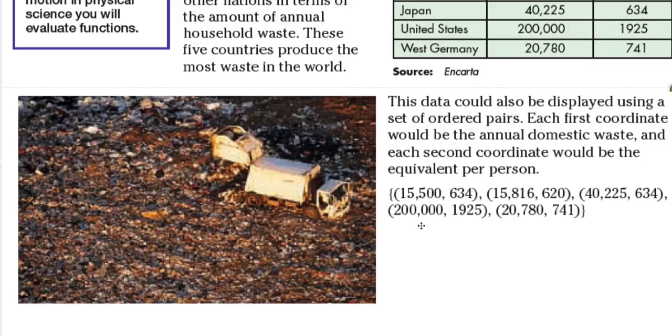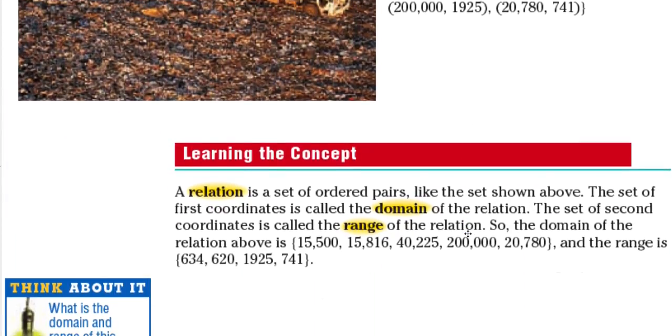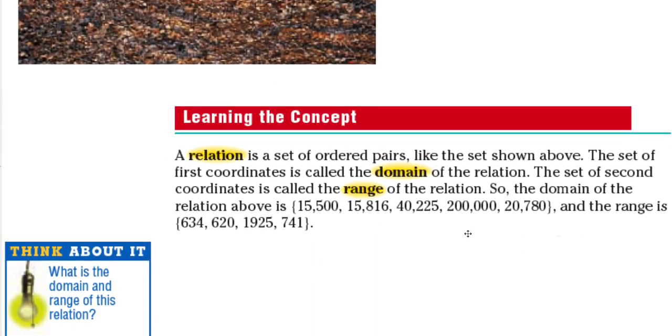So these two numbers are basically related to one another. In the United States, for example, this is the ordered pair. Our annual waste is 200,000, and the equivalent pounds per person is 1,925. So I talked about a relationship between the two numbers. So let's talk about a relation. A relation is a set of ordered pairs, like the set above. And the reason why it's called a relation is because they are related to one another.